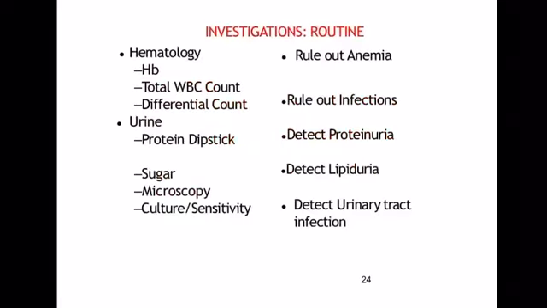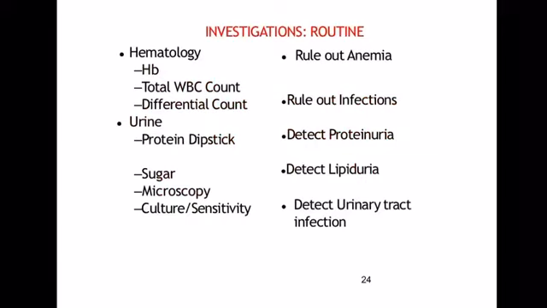Now, what are the investigations for nephrotic syndrome? First, we have to carry out the routine investigations. Then we have to go for the specific investigations. First, routine is hematology, in which we have to see the hemoglobin concentration, total blood count, and differential count. Hemoglobin concentration rules out anemia. Differential count rules out infection.